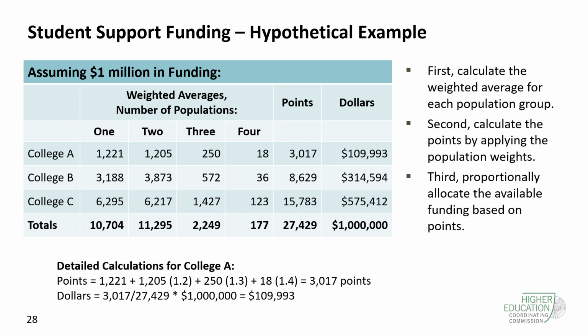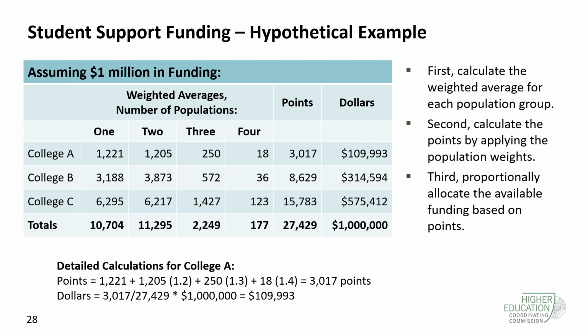So college A here, and we see in this table we have 3 colleges, hypothetically, college A, college B, college C. Focusing on college A just for a second, we note that the weighted averages by the number of populations is 1,221 for 1, 1,205 for 2, 250 for 3, 18 for 4. So if we take all those and multiply them by the population weights, you can see that at the very bottom of the slide, that gives us 317 points for college A.